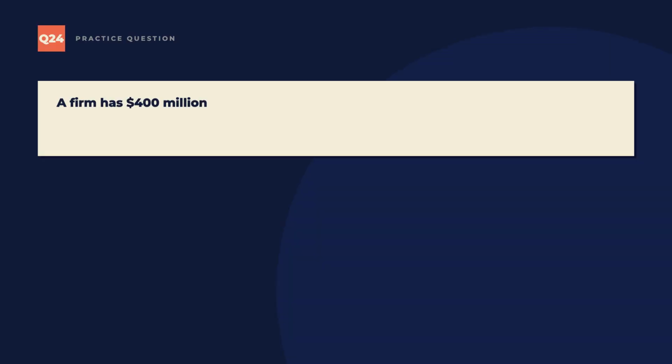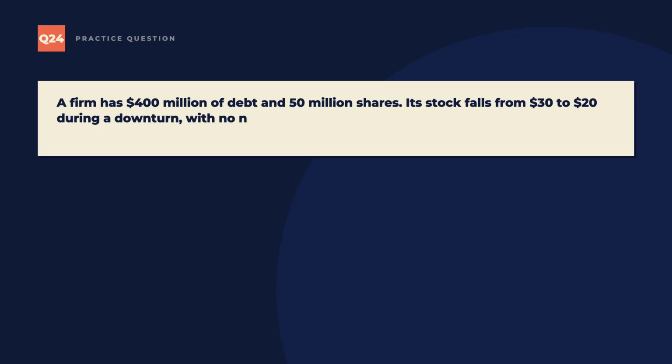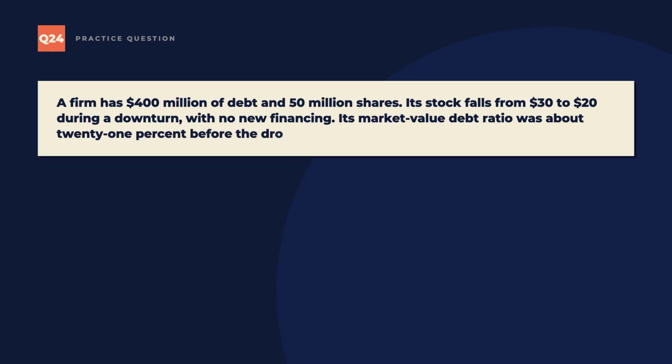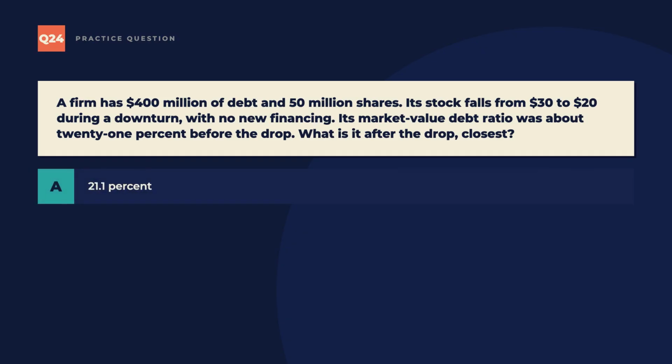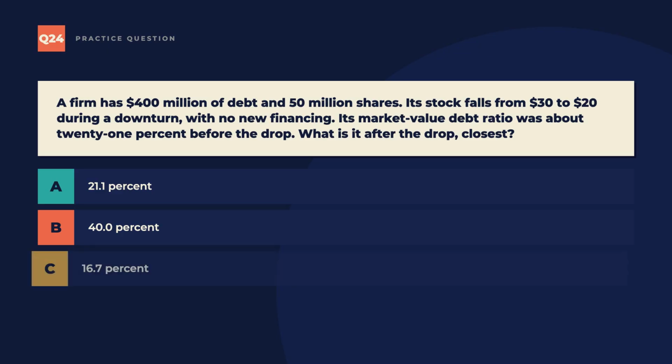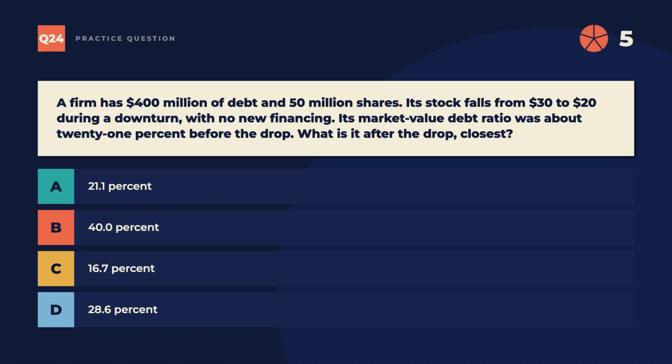Question 24. A firm has 400 million of debt and 50 million shares. Its stock falls from $30 to $20 during a downturn with no new financing. Its market value debt ratio was about 21% before the drop. What is it after the drop closest? Your options are A. 21%, B. 40.0%, C. 6%, D. 28.6%. Got a guess? Lock it in.